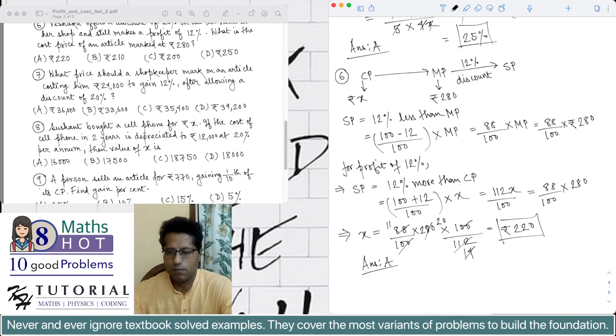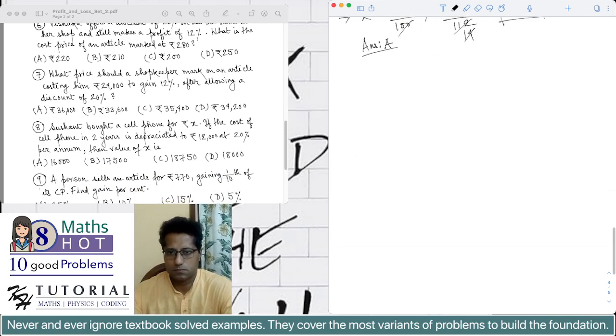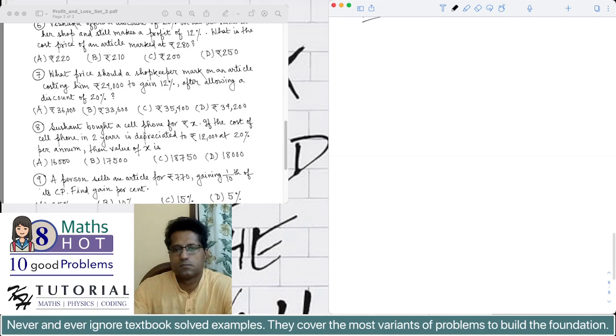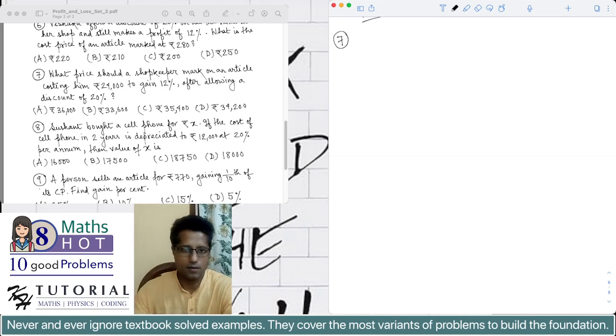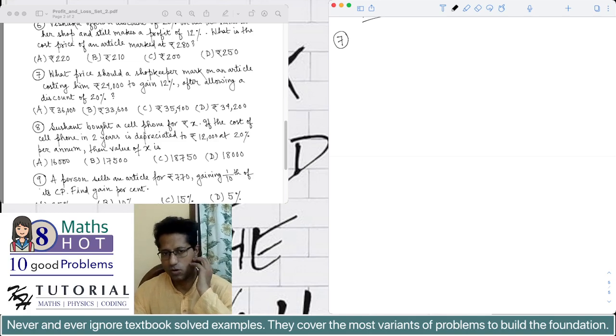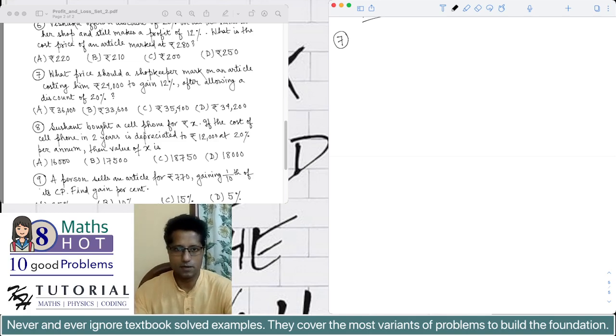Okay, let's do problem number 7. What price should a shopkeeper mark on an article costing him rupees 24,000 to gain 12% after allowing a discount of 20%? Costing him means the cost price of the article for the shopkeeper was rupees 24,000. So we have the scenario like this.